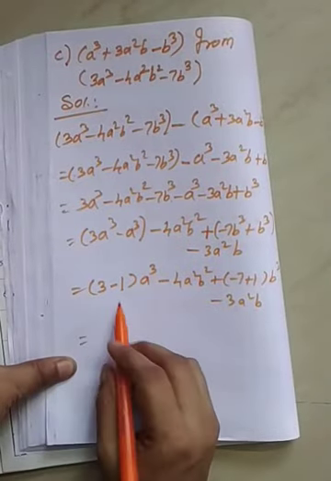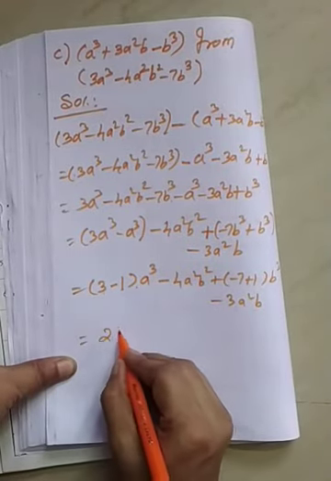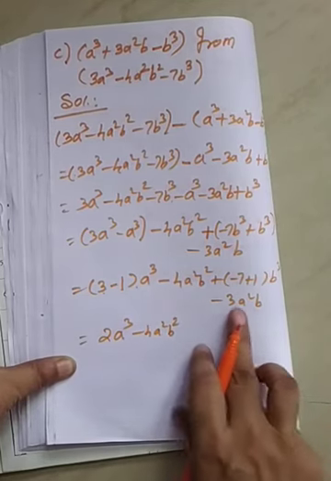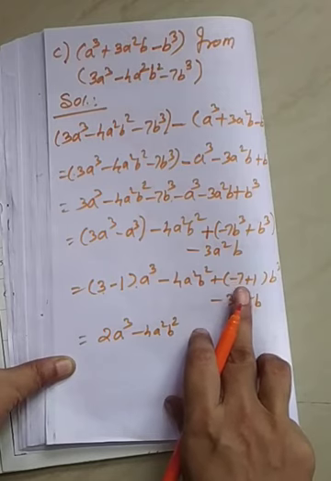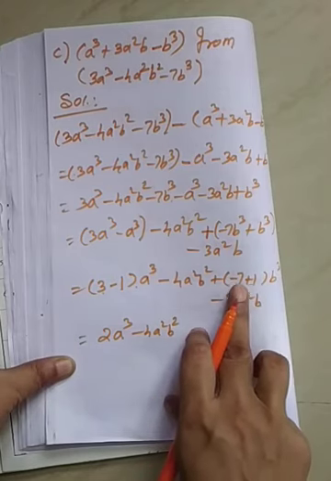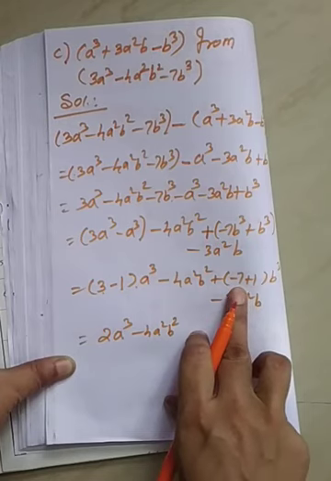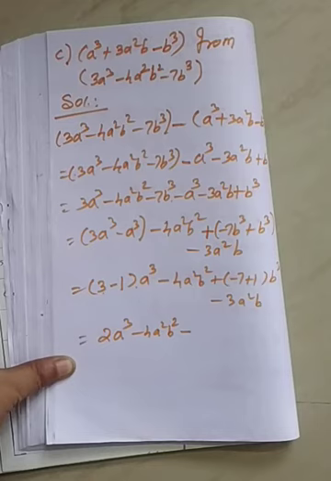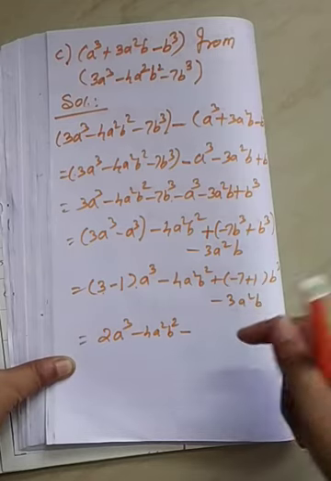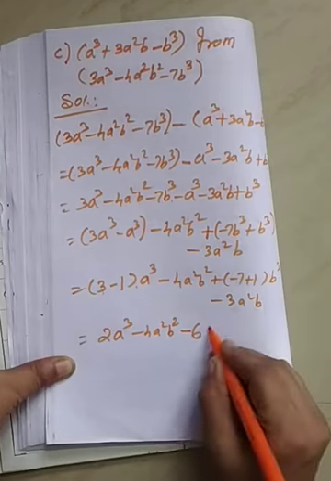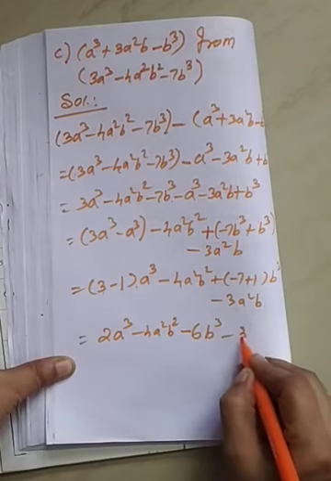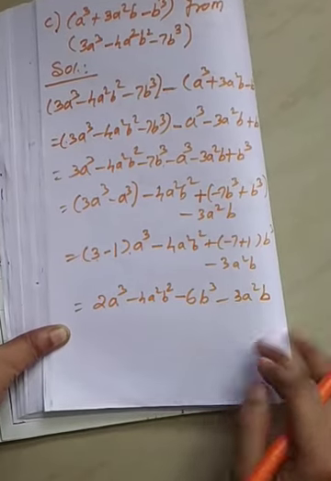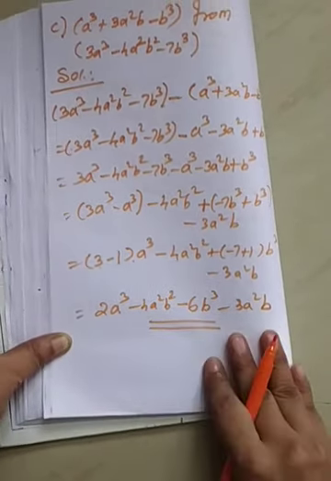Okay. Now what is 3 minus 1? 2. A cube. Minus 4 a square b squared, and then see here minus 7 plus 1. The sign was different. So see the largest value and that sign you have to put. After that subtract the largest value to smallest value. So what is 7 minus 1? 6. So you have to put 6b cube and then minus 3a square b. Everybody clear? That is the answer.